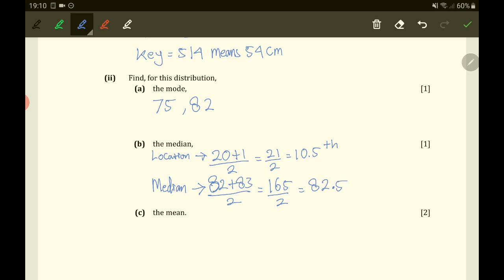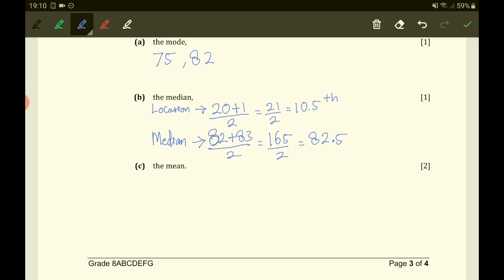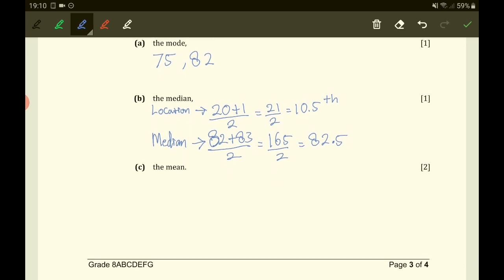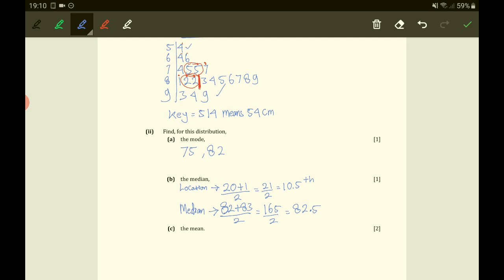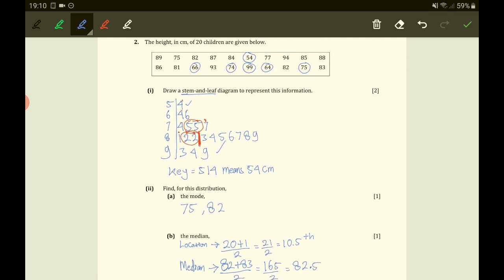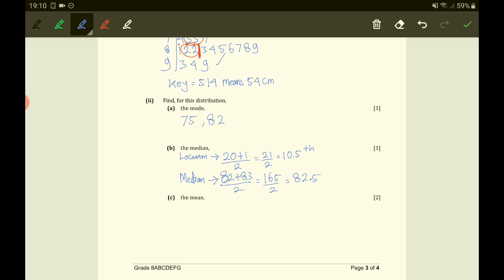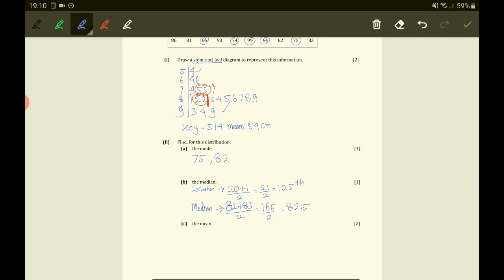Okay, now how to find the mean, the C part. So this is the mean. If you want to find the mean, you just need to sum all the data and divide by the number of data. So you just need to sum all the data. Here for example I have 54 plus 64 plus 66 plus, and so on, until you get plus 99.